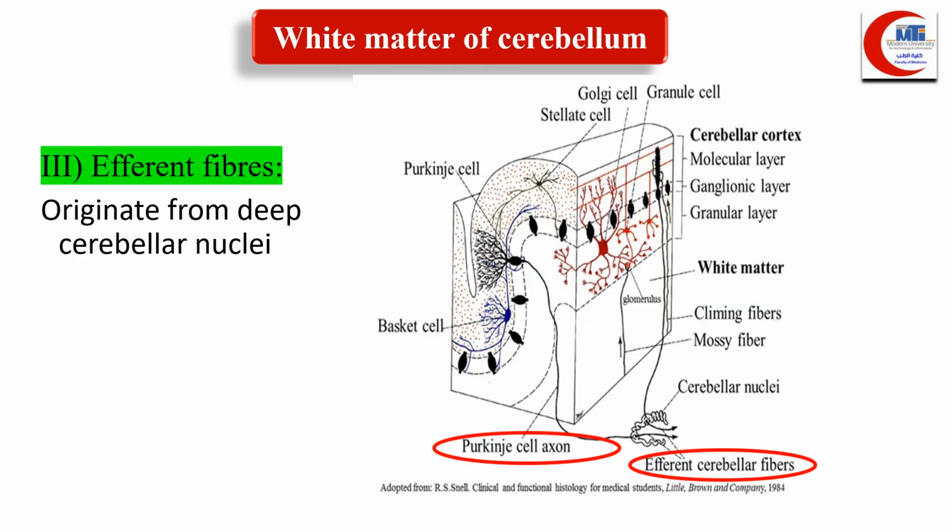The last type of fibers present in the white matter of the cerebellum is called efferent fibers. What about efferent fibers? Efferent fibers originate from deep cerebellar nuclei. Here on the right side you can see in this diagram that the Purkinje cell axon is labeled here because it arrived from Purkinje, and the second fiber is efferent cerebellar fibers which arrive from cerebellar nuclei.